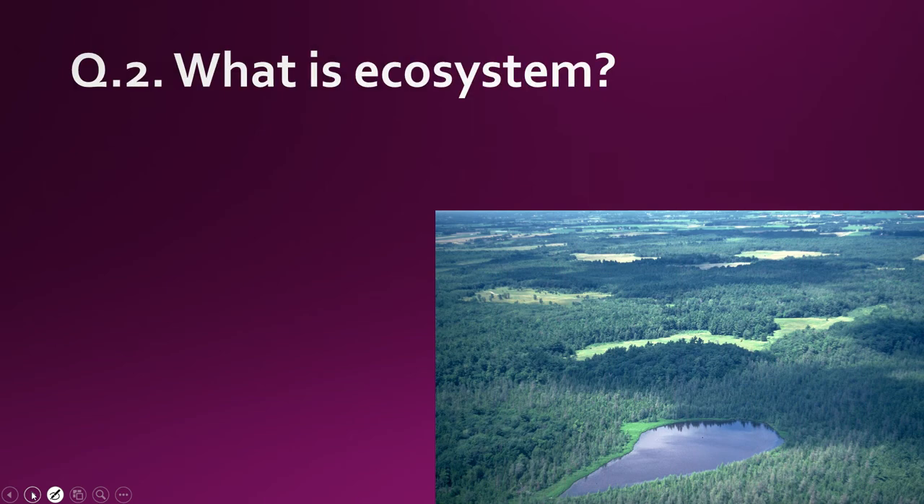So what is an ecosystem? You can see here different types of plants, water, living things and non-living things. That is the non-living things, living things, animals, and different types of sunlight. All right, so that is an ecosystem.